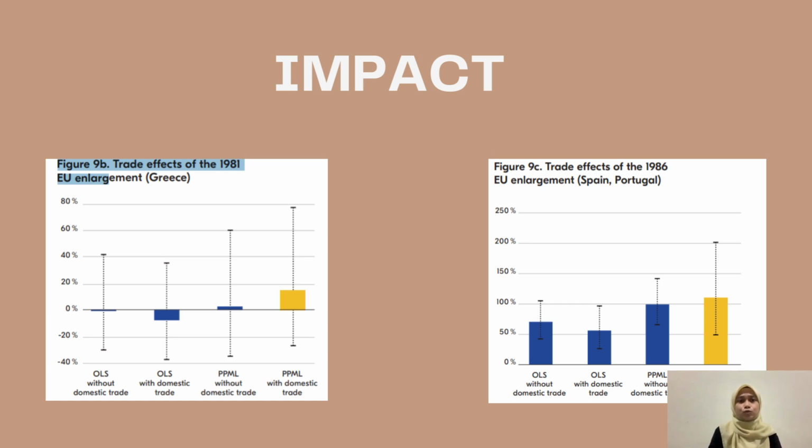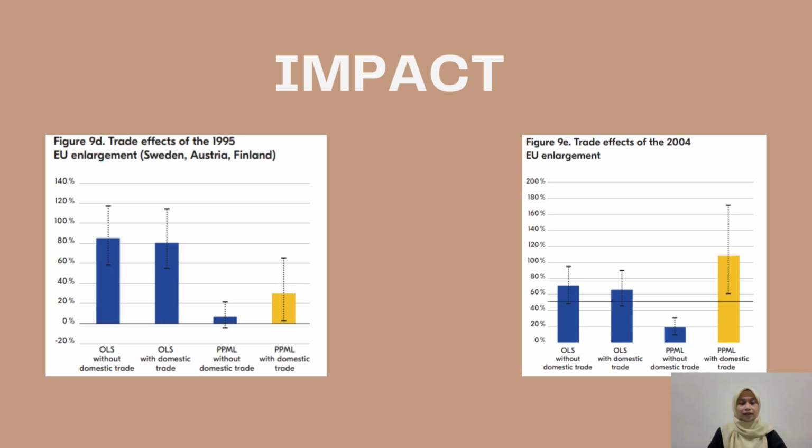The final two specifications show, respectively, an 81% increase in effect. Next, graph 9D. The 2004 enlargement, with countries from Central and Eastern Europe and the Mediterranean, brought 10 new member states to the EU: Poland, the Czech Republic, Hungary, and so on.